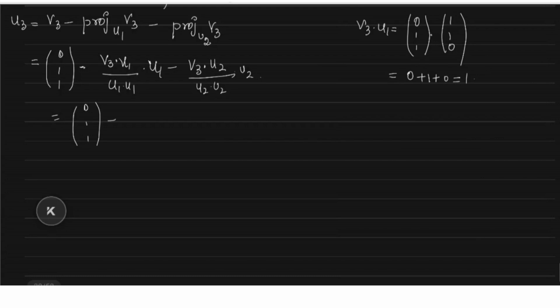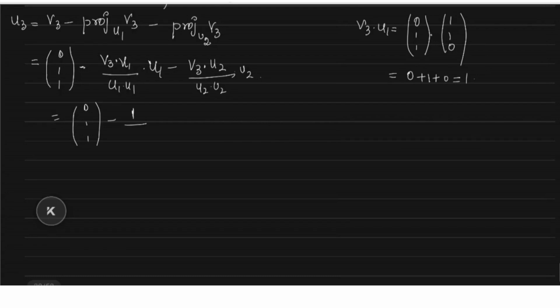Okay, so now we are going to find what is v3 dot u1. So v3 dot u1 is nothing but v3 value is (0, 1, 1) times u1, which is (1, 1, 0). So when we multiply both, we get 0 plus 1 plus 0, which is equal to 1.